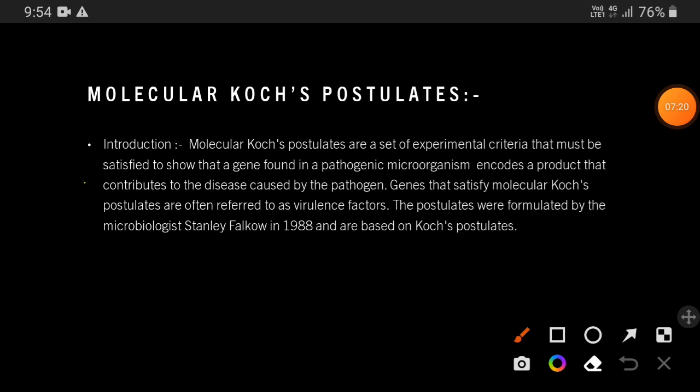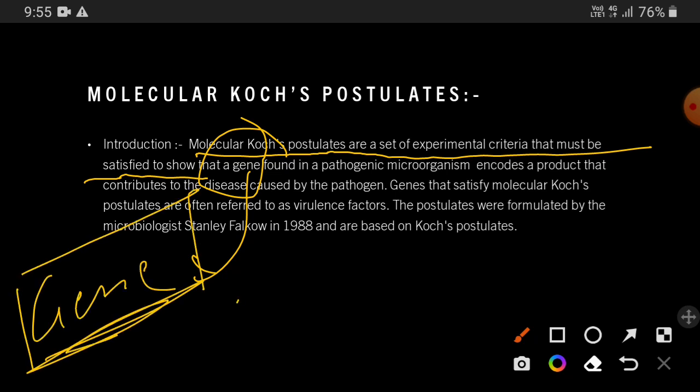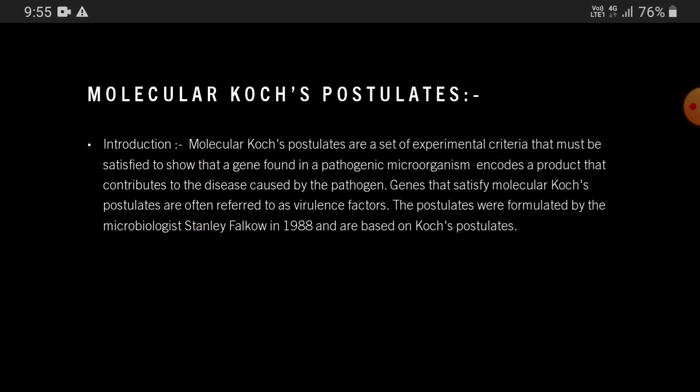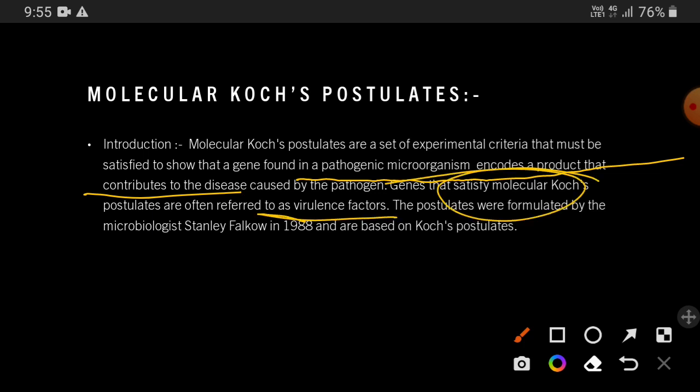Okay, so molecular Koch's postulates are again a set of experimental procedures that must be satisfied to show that a gene, found in a pathogenic microorganism, contributes to the disease caused by the pathogen. So here he takes the gene as the main player in causing any kind of pathogenicity. A gene that satisfies molecular Koch's postulates he called a virulence factor. This is a very important term: genes that cause pathogenicity in the host are called virulence factors.